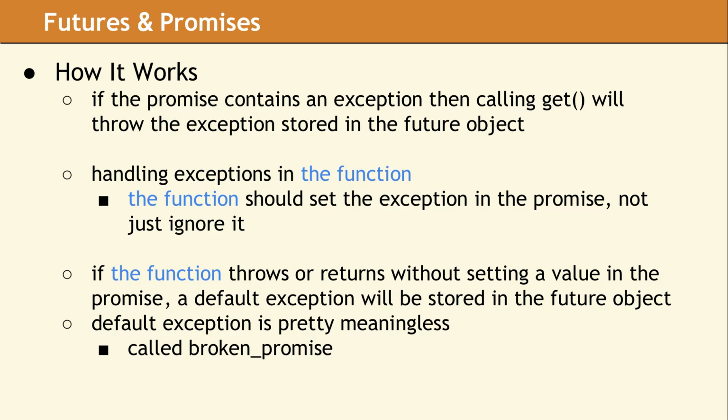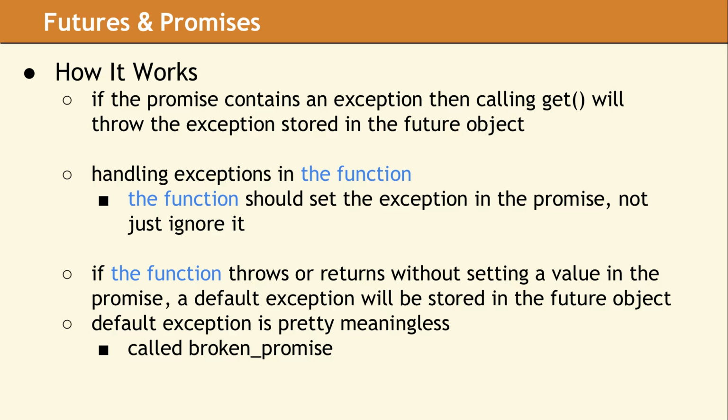So what happens if the function fails? If the promise contains an exception, when the main thread calls the get method, the exception in the promise will be thrown. There are two ways the promise might contain an exception. If the function encounters an exception, instead of actually throwing, it should place the exception object in the promise. This allows the exception to be thrown later when get is called and not in the function itself. It would be a very bad practice to throw an exception in a thread since it is unclear who should catch it. According to the C++ standard, throwing an exception in a thread calls std::terminate.